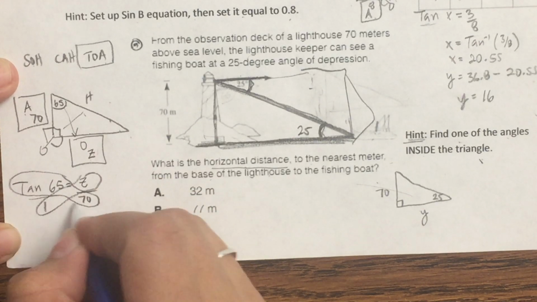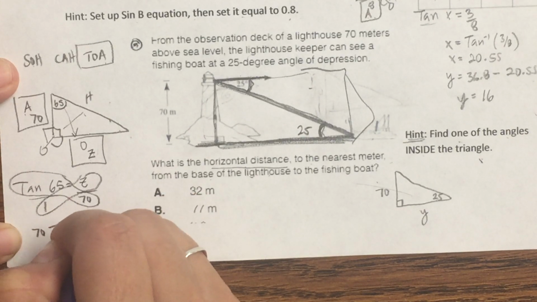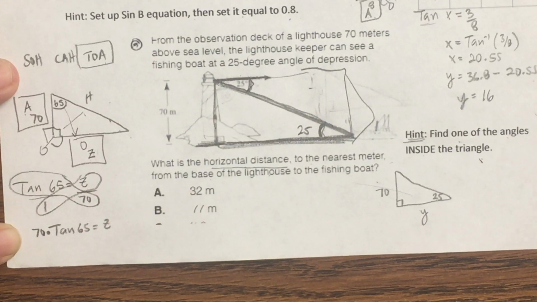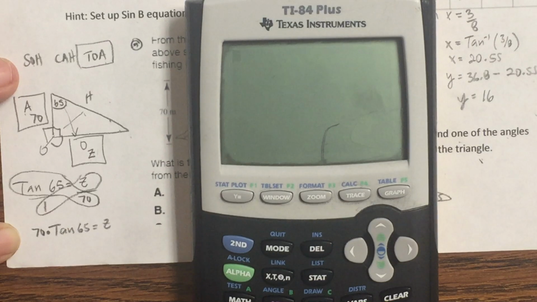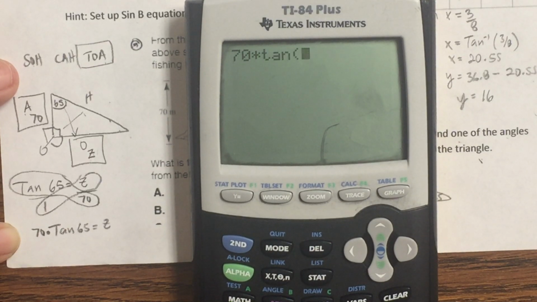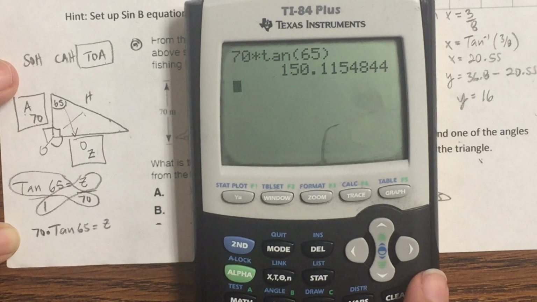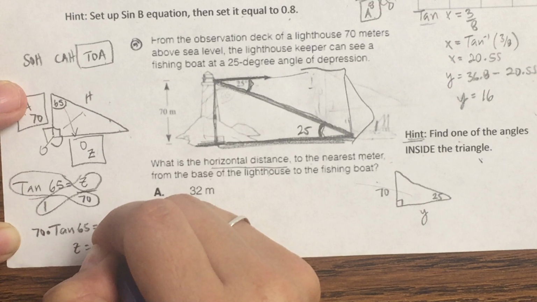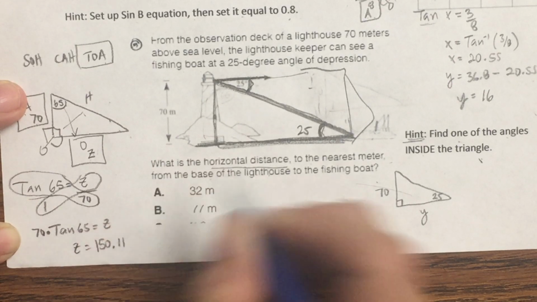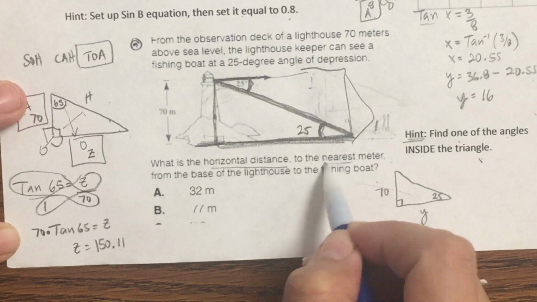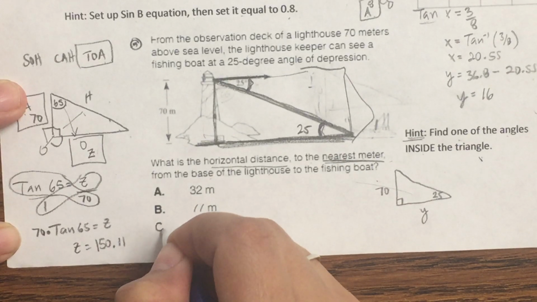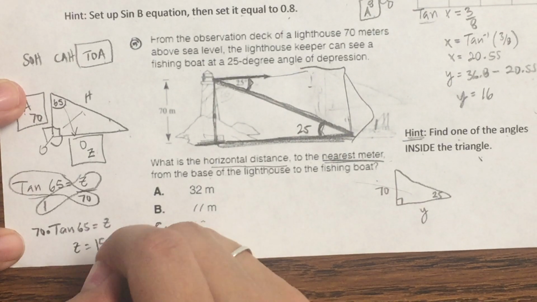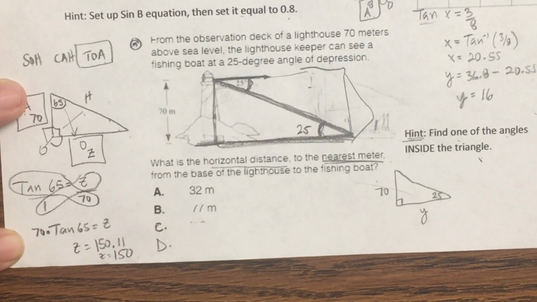All right, so cross multiply. So that would be 70 times tan 65 equals 1 times Z, which is Z. Variable is on its own, which means I can straight up put it in the calculator. So I got 70 times tan 65, 150.1. So Z equals 150.11, to the nearest meter. So Z is 150, and you can't see the answer choices here, but whichever one is 150. So Z is 150. All right, I'm going to show you the other way and show you that it gets the exact same answer.